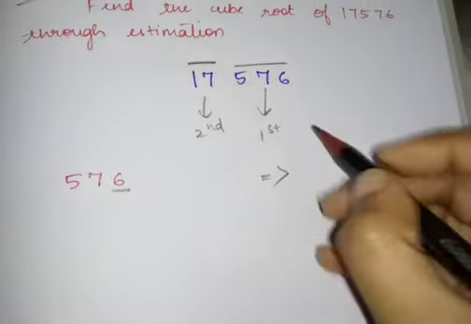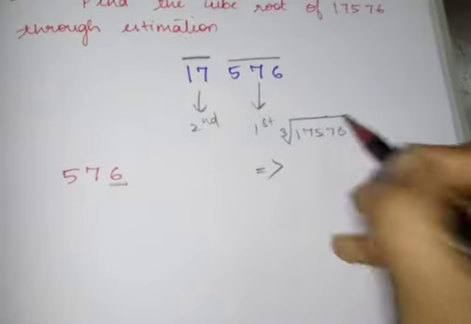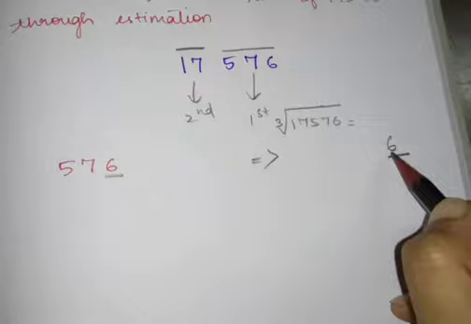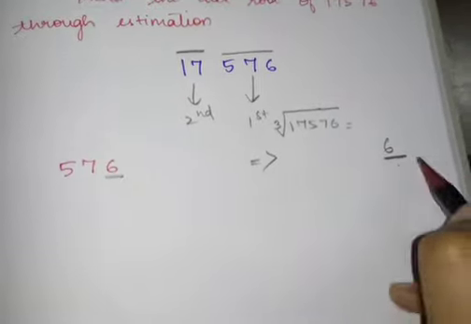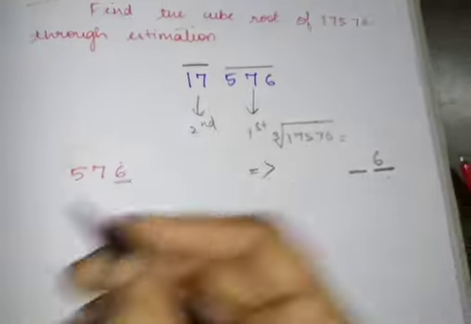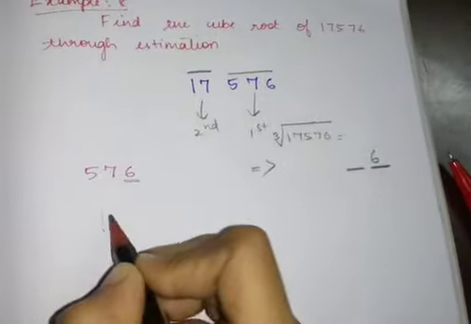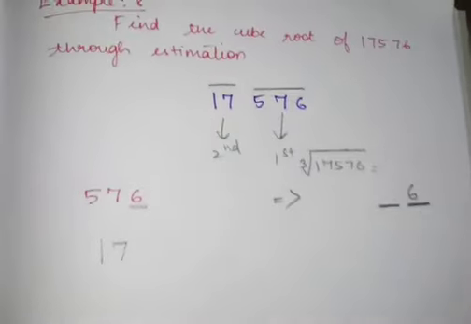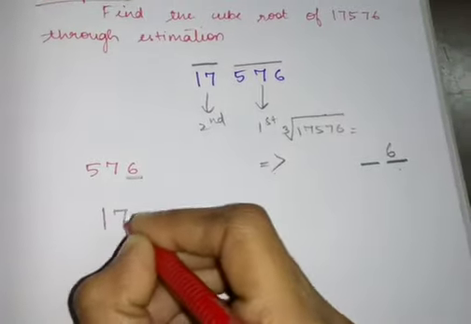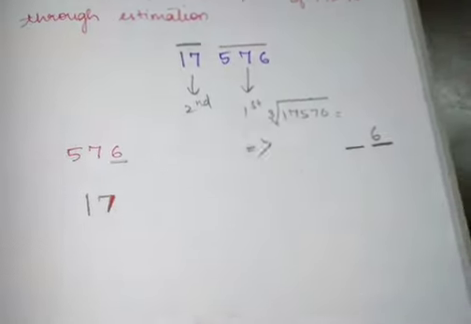Okay, the cube root of 17,576, the final answer, the last digit of that answer will be 6. So now we should find only the second number. What is the second group now? The second group we should find. Okay, upper 17. What is the second number, children? 17. Now 17 lies between what and what?